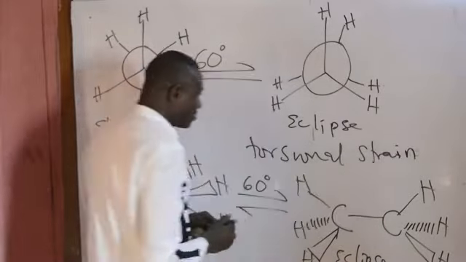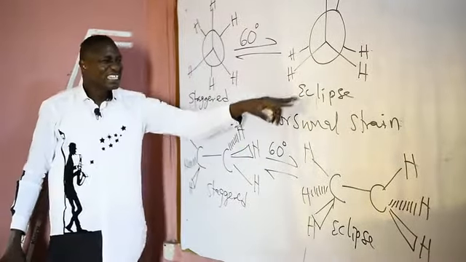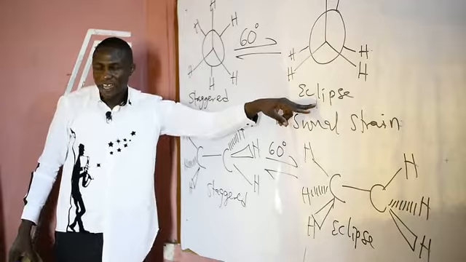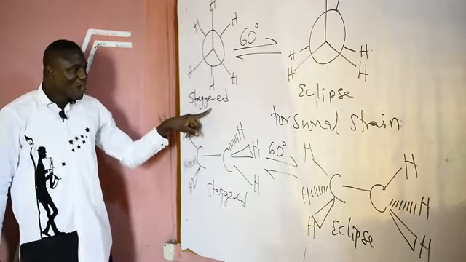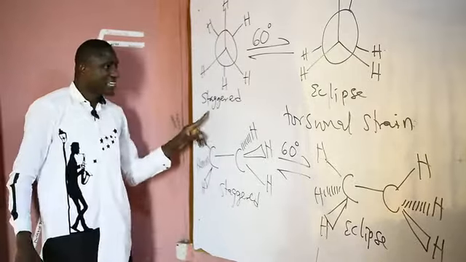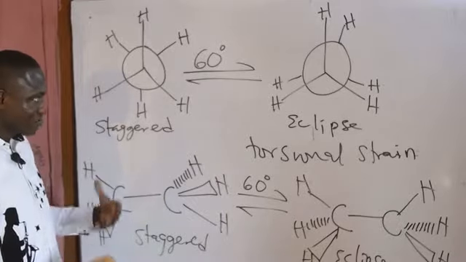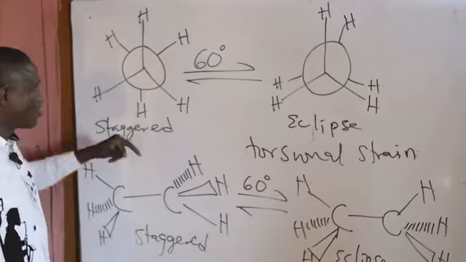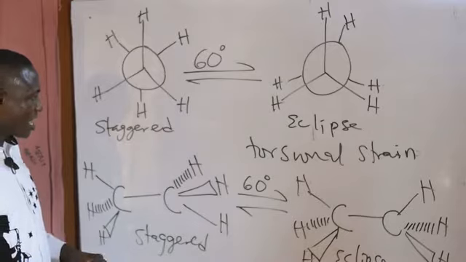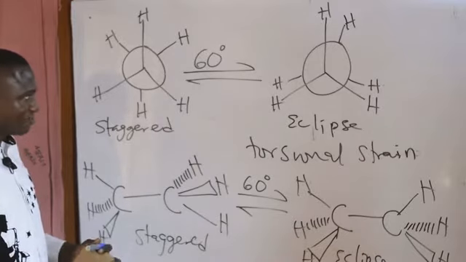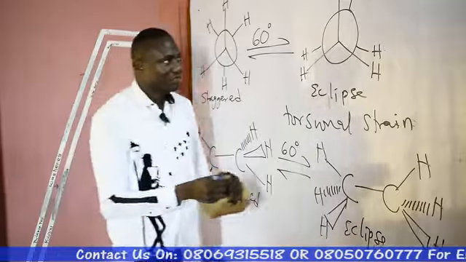Torsional strain is found in the eclipse conformer, but it is absent in the staggered conformer. Meanwhile, both eclipse and staggered conformers can have what we call steric strain, based on other groups of atoms that are attached to each carbon atom where the carbon-carbon rotation is taking place. I want us to look at a situation whereby we have butane.